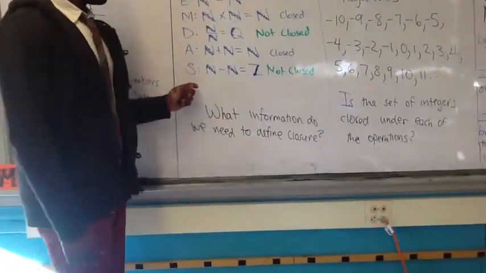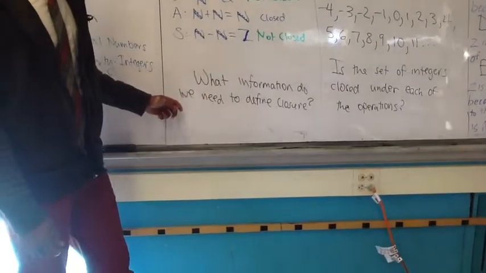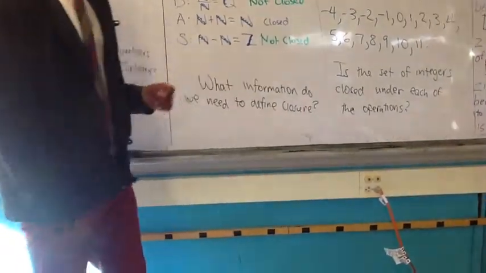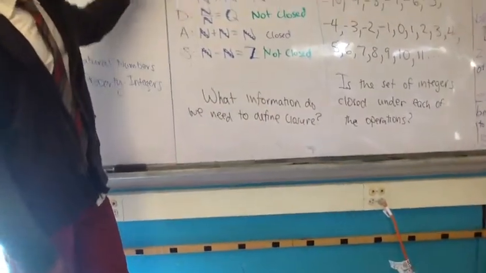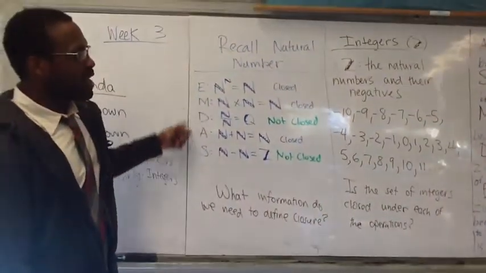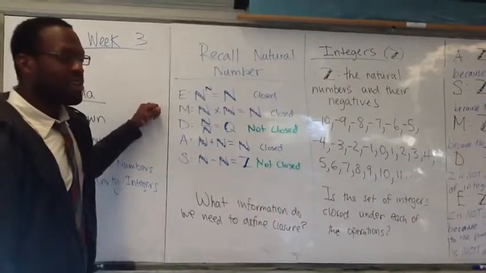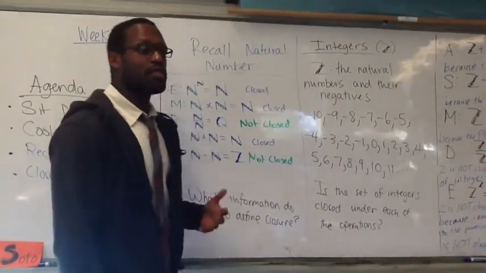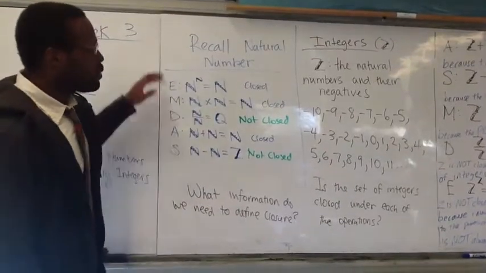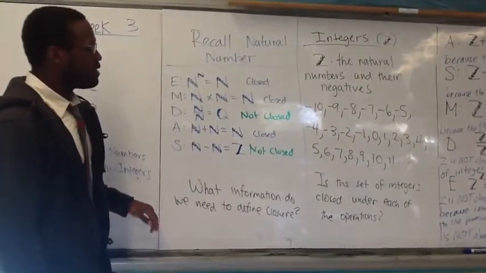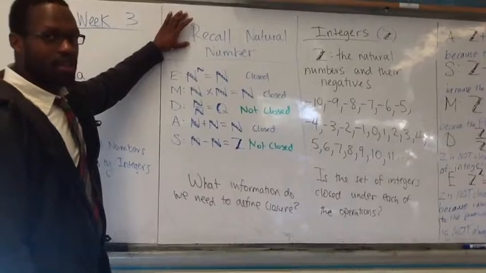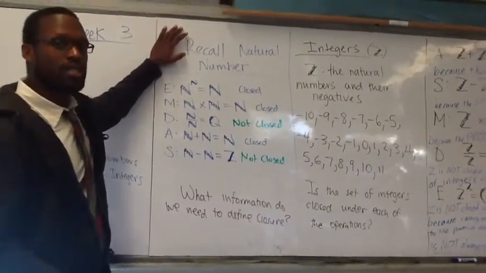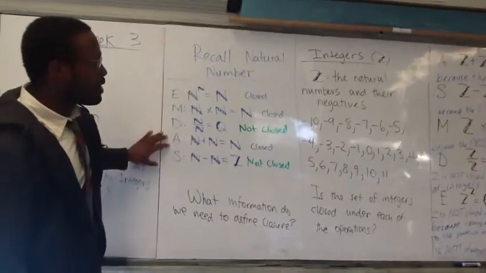In order to answer the question, what information do we need to define closure, students need to be listening very carefully to the conversation that we've had about the natural numbers and the operations that it's closed under, and also be able to generalize the information. So the two pieces of information that we need are a number set, which we've only talked about the natural numbers, so that's a hard generalization to make, and the operations.